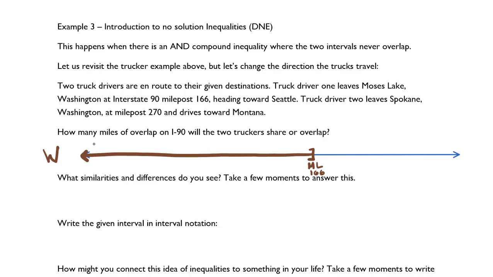Truck driver 2 leaves Spokane, Washington, so here is Spokane, at milepost 270 and drives toward Montana, which is east. Including the endpoint, the truck driver travels toward the east.